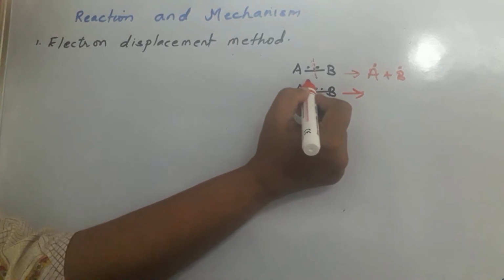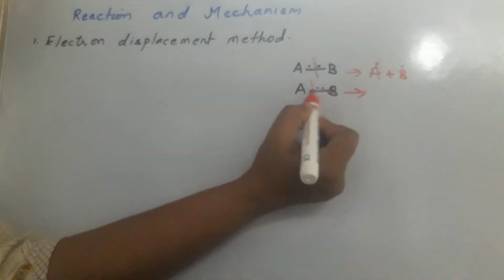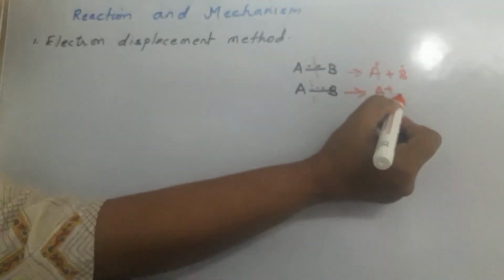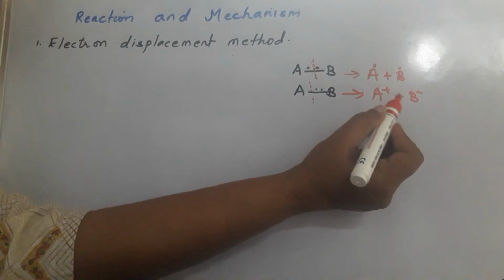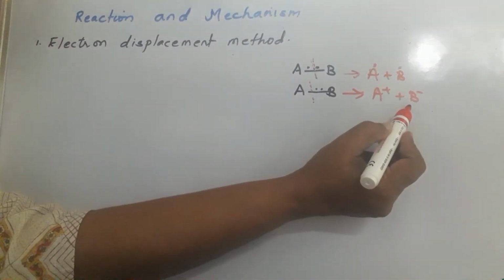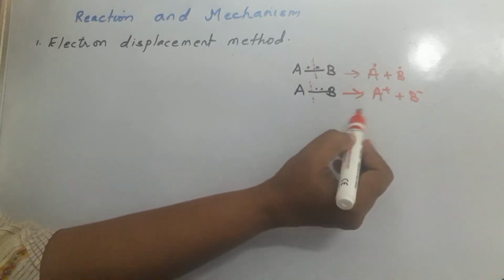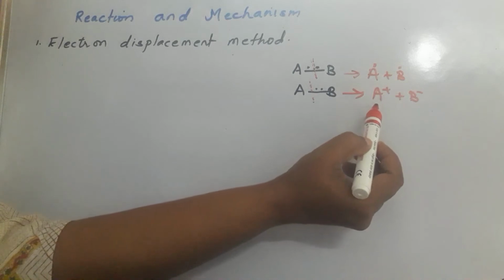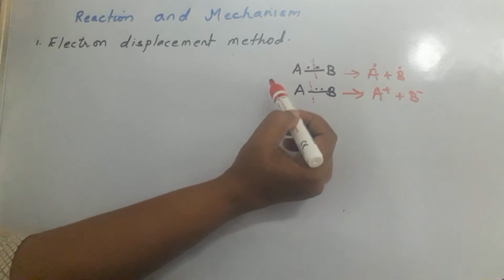The second type of bond breaking is such that one of the atoms takes the shared electron and the other doesn't get any. Thus it results in a positive and a negative ion. The positive ion is called carbocation and the negative ion is called carbanion. So these are the intermediates which we see during a chemical reaction. That is, there can be free radical, carbocation, or carbanion. These are the reaction intermediates.